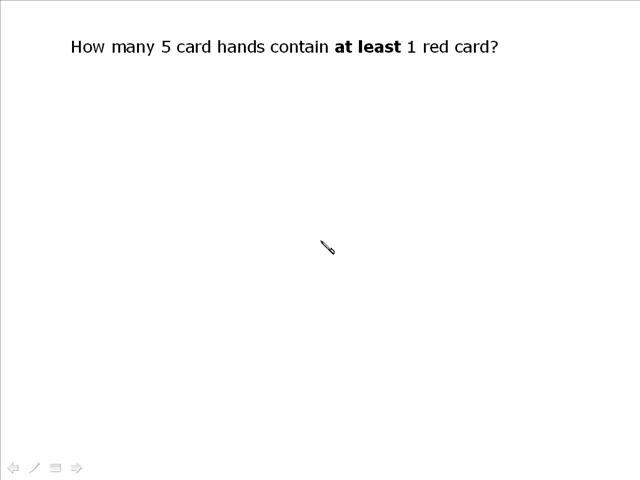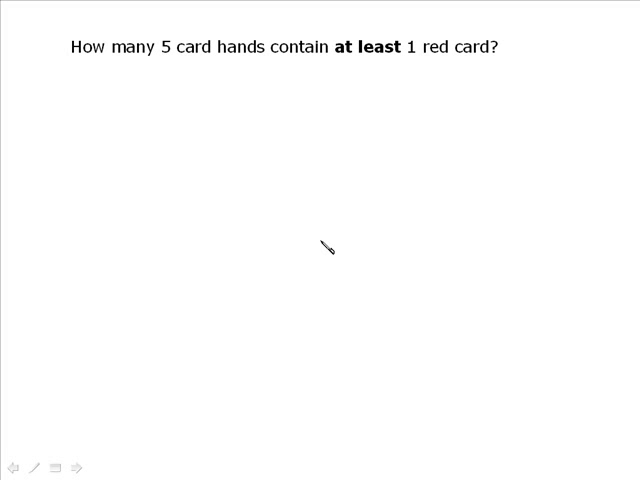card? Now the only thing that's troublesome about this question is the fact that the words at least are referred to. At least suggests that you have more than one possibility, and it means that we're going to have to add. It means the word or is implied. And that can be a lot of work, although very manageable as long as you recognize it.